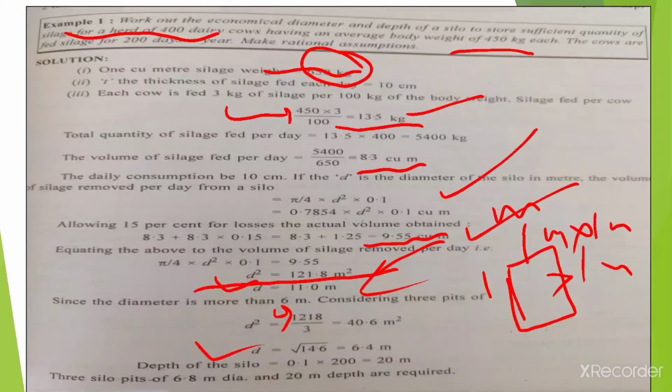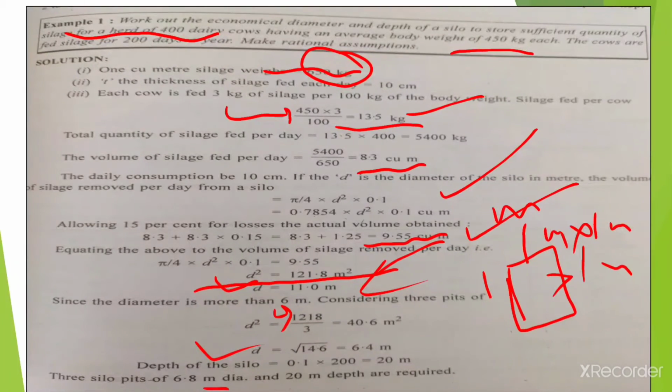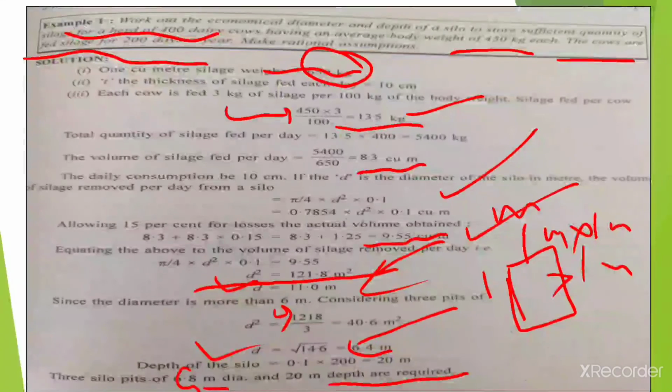So depth of silo is equal to 0.1 into 200, is equal to 20 meter. 3 pits of 6.4 meter in diameter and 20 meter depth are required. Why is 200 depth taken here? Because the cows are fed the silage for 200 days, right? So 0.1, that is the thickness of the silage per day, right? So into 200, that will be the total depth of the silo.